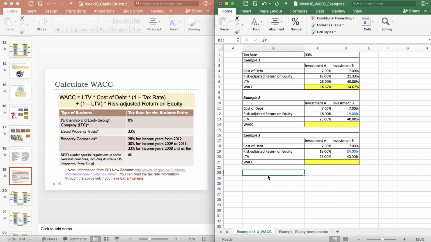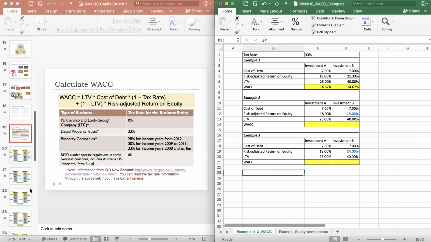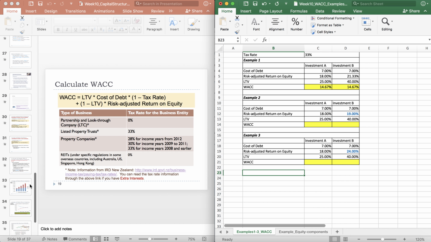So example 2 and example 3 will replicate exactly the same process. Now let's move on to understand the equity return components.